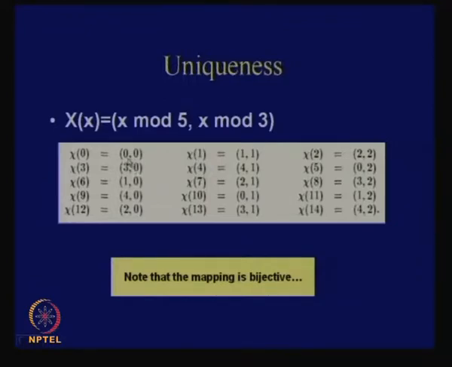The first coordinate will vary from 0 to 4, so there are 5 values. In the second case there are 3 values. So, how many possibilities are there? There are also 15 values. So, the domain and the range both have the same cardinality. And at the same time you also showed that it is onto. Okay. So, it is a bijective mapping.